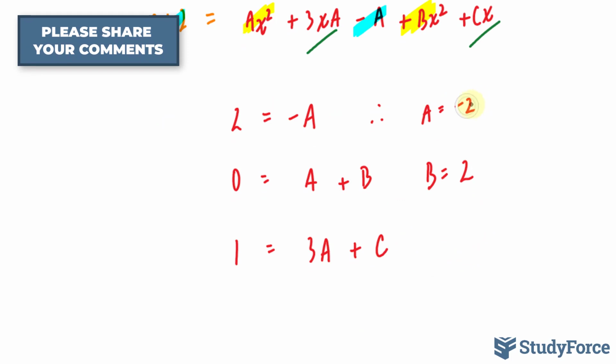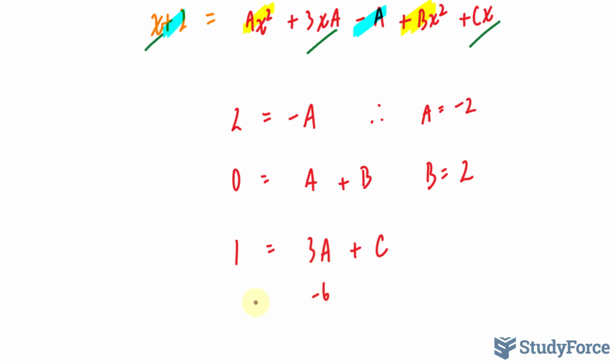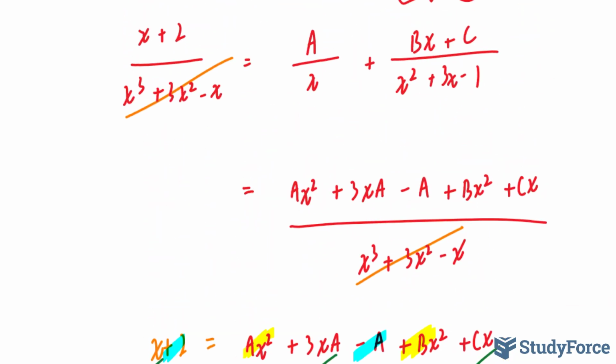And now to find c, I'll take this negative 2, place it into there. That gives us negative 6, bringing that negative 6 over, makes it positive 6. Therefore c is equal to 7. I just found out the numerators of my partial fractions.